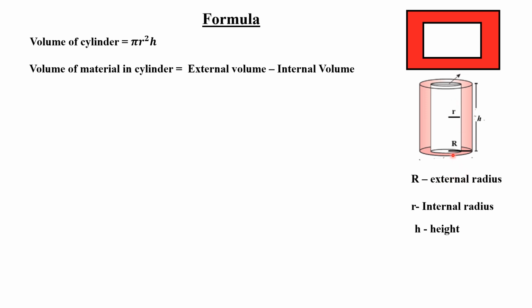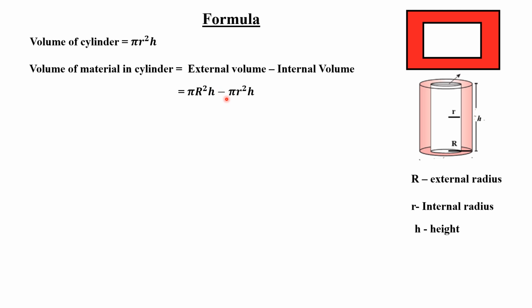And here I have written the external radius is capital R, inner is small r, and this is the height of the cylinder. So to find the volume of the material, the formula will become pi capital R square h minus pi r square h. Now why have I used capital R? Because I am finding the external volume, so I have to take the external radius, which is capital R.